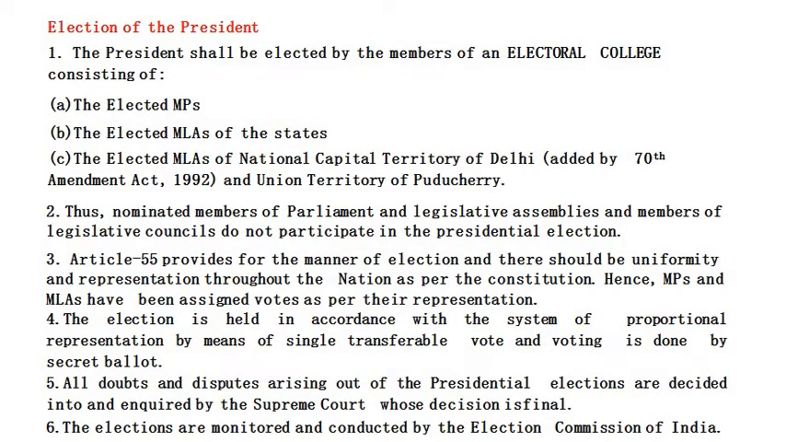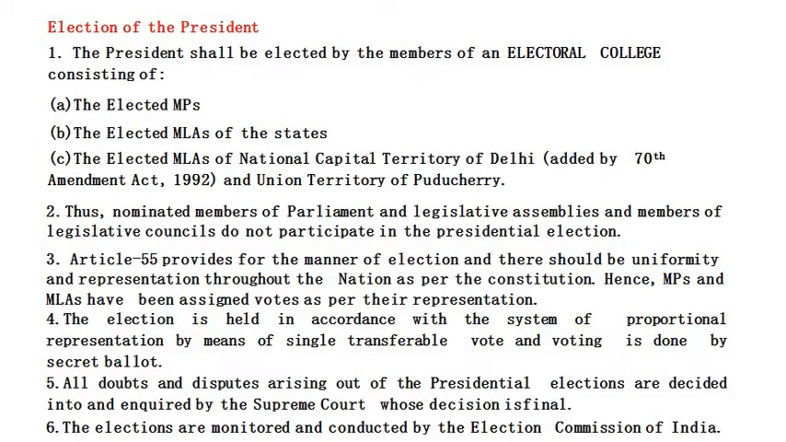The President shall be elected by the members of the electoral college. That means the elected members are the ones who elect the President. So who does the electoral college consist of? The elected MPs, the elected MLAs of the states, the elected MLAs of the National Capital Territory of Delhi, added by the 70th Amendment Act 1992, and the Union Territory of Puducherry.